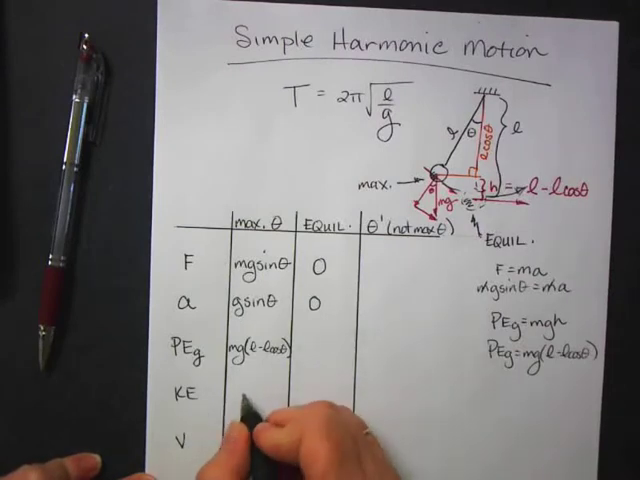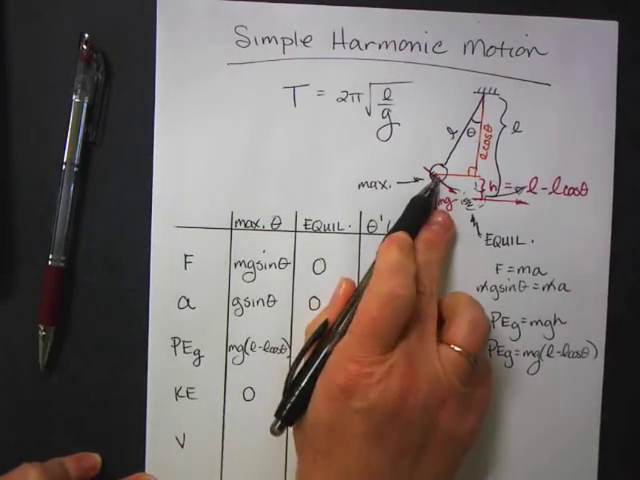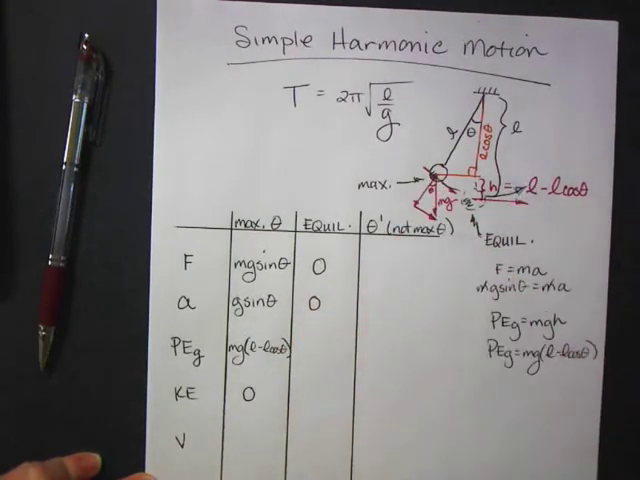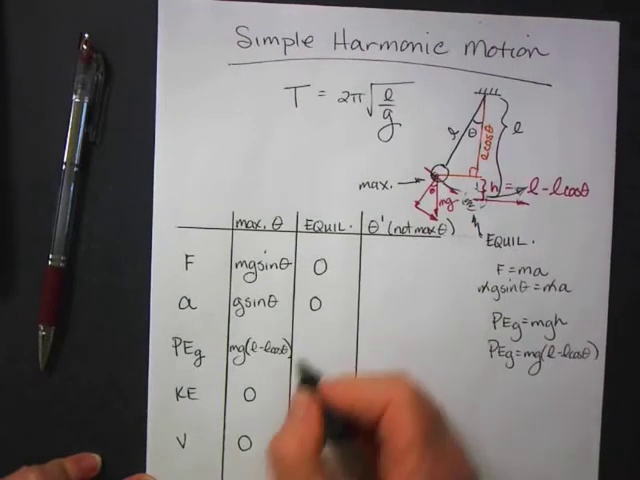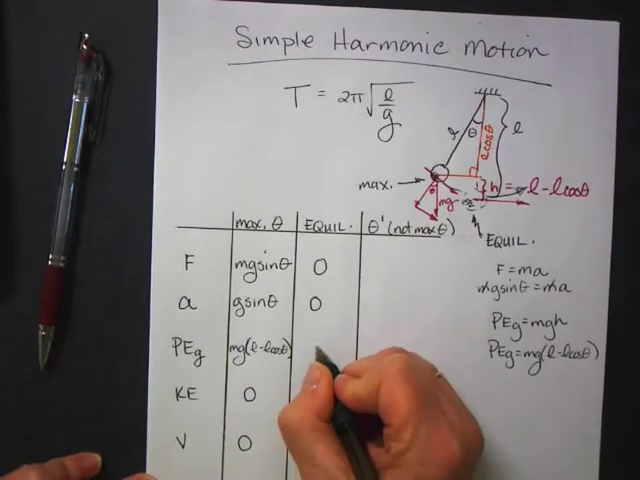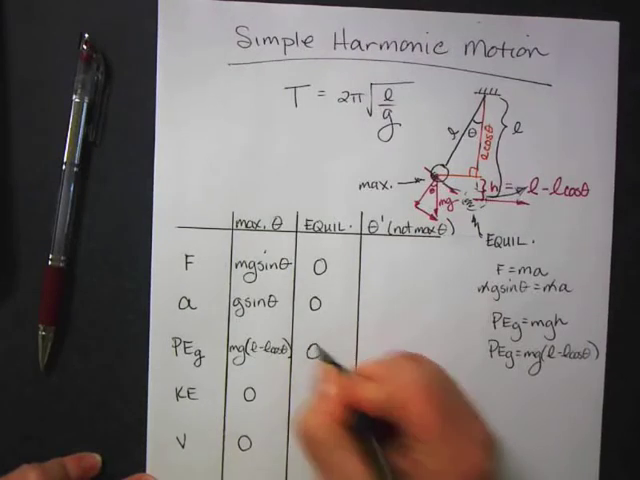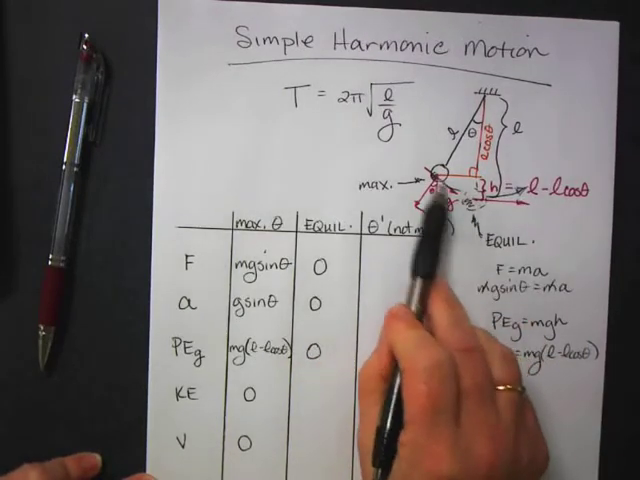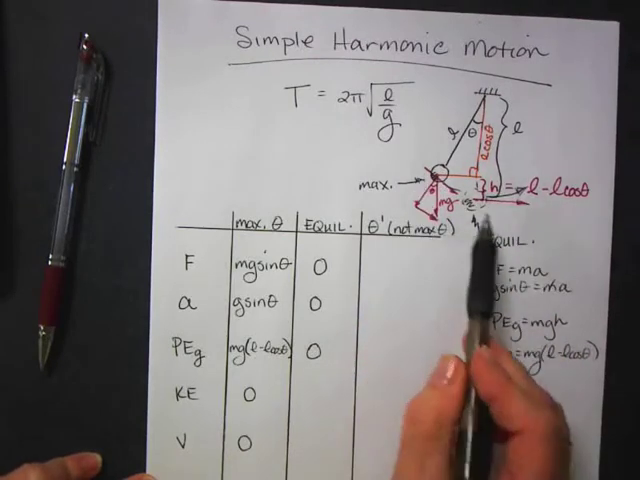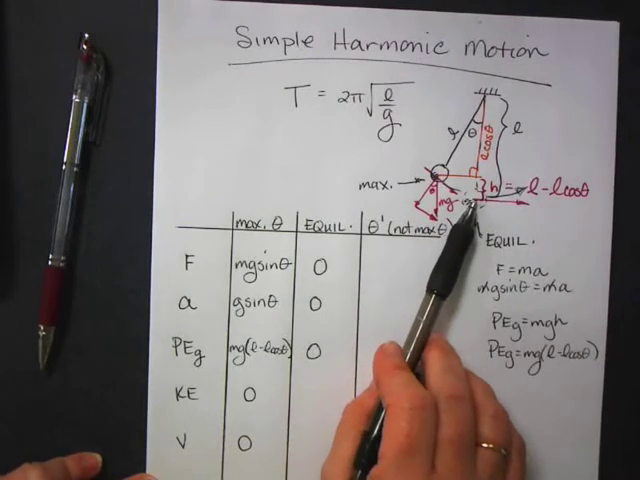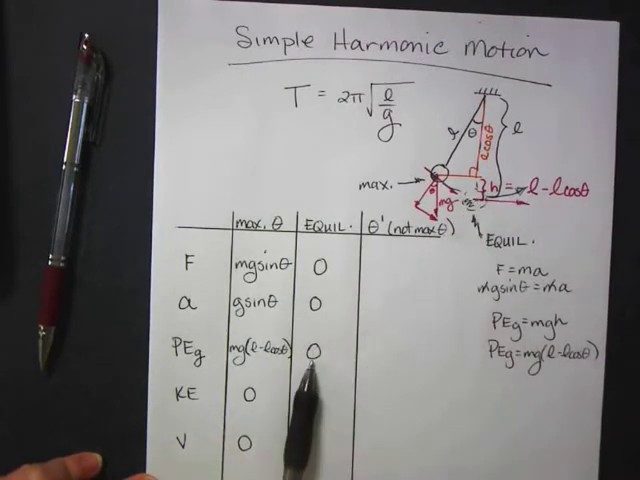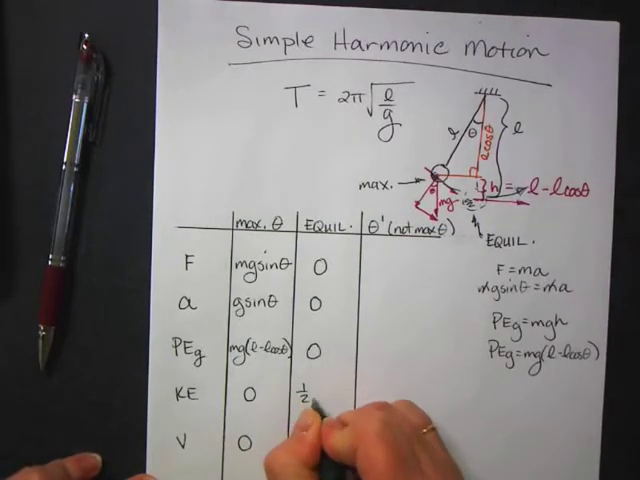Onto the kinetic energy. The kinetic energy at maximum is 0 because that's the spot where it stops. That's going to be the peak of flight on either side. And the velocity is also 0. Now let's fill in the rest of these at equilibrium. The potential energy at equilibrium is going to be 0. Again, because this is the bottom of the swing, so for the pendulum itself, that equilibrium spot is the lowest spot the pendulum will ever be. That's where the potential energy is equal to 0.